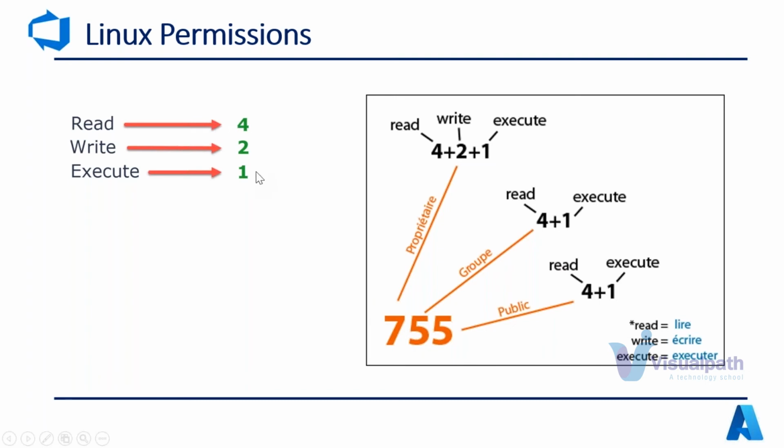So the group has read and execute permission, and others have also read and execute. If they ask that a file has 764 permission, what does the file have? Like who can access that file?